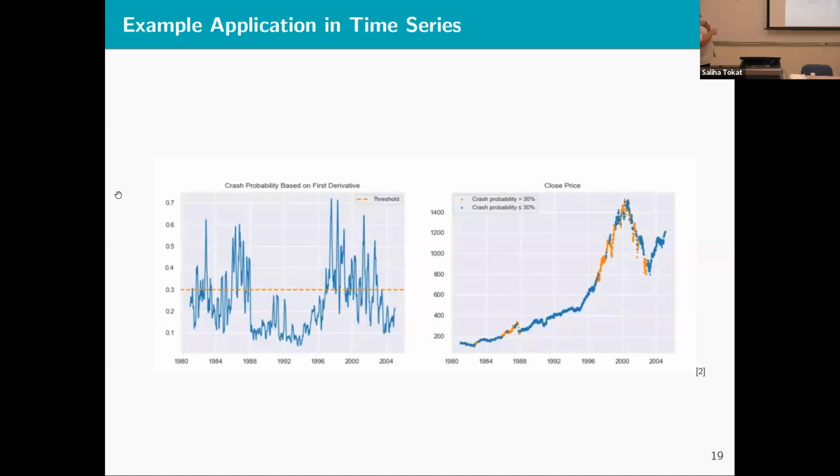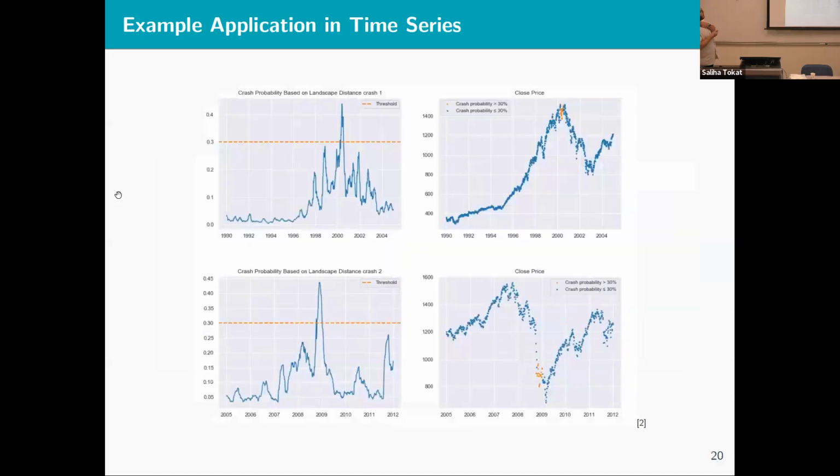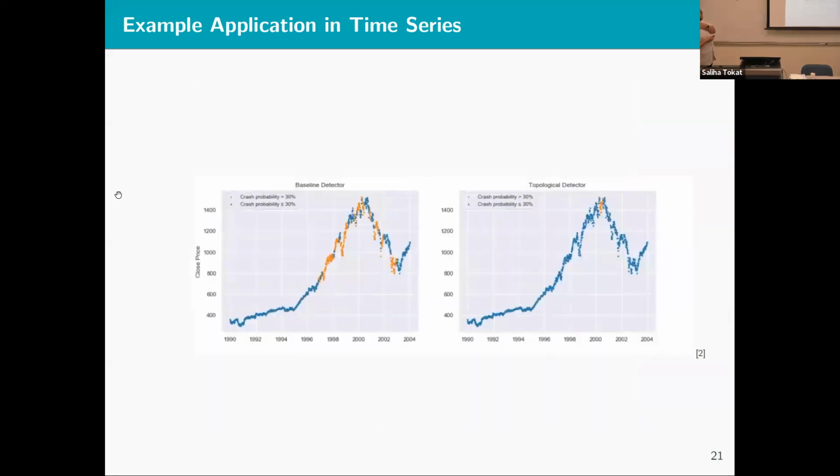That's it. Let's look at the example application in time series and see the result. This data is obtained from stock market crashes, and firstly, the crash probability based on the first derivative is used. In the orange parts, the probable crashes are stated, and when we look at the TDA, we can see that the probable crashes are more specific and less noisy, and you can see the difference between results. Thanks for listening.